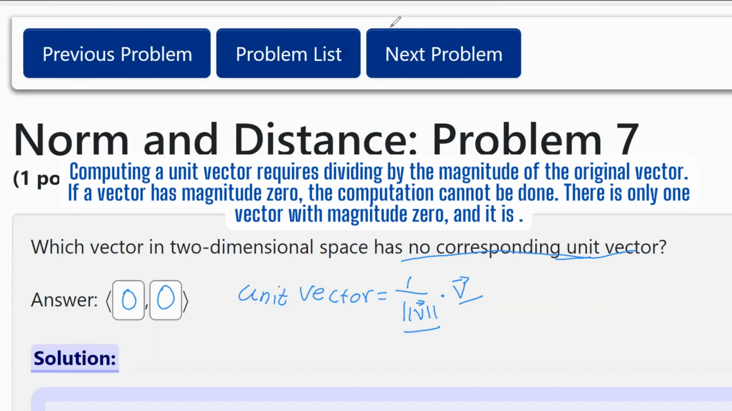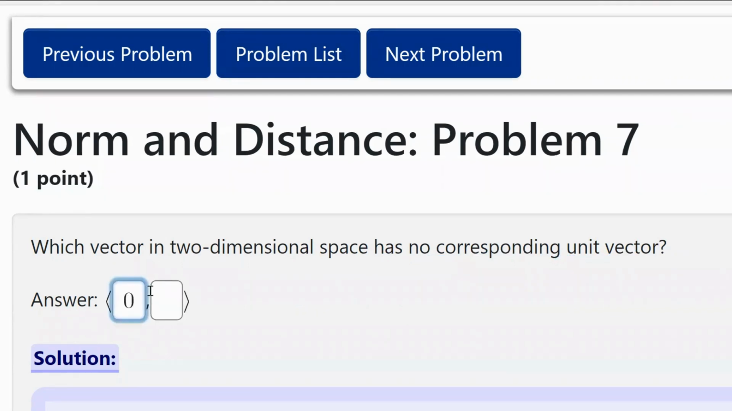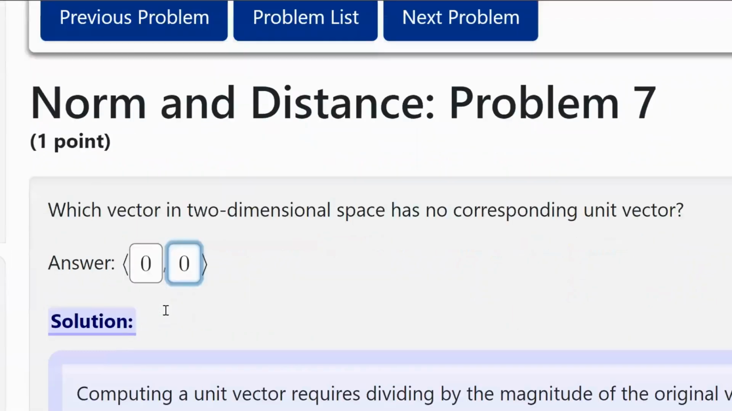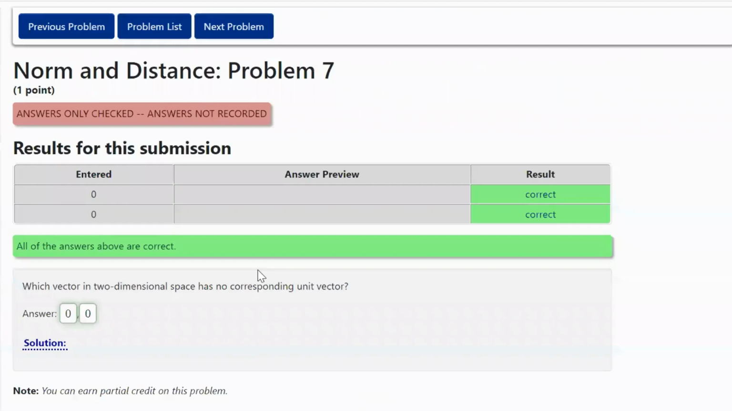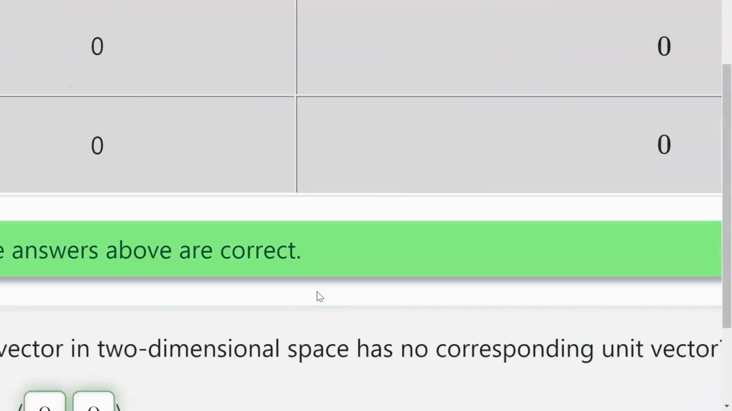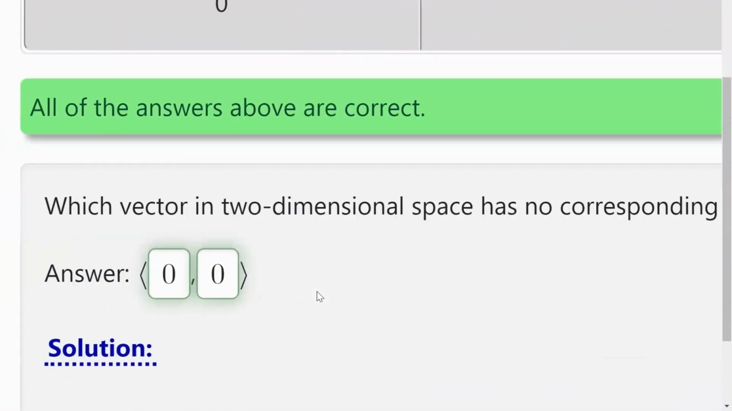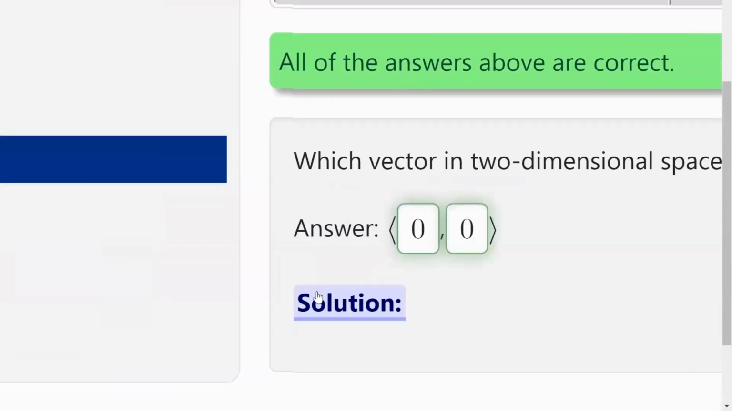If I plug in 0, 0 and clear my drawings, it's the correct answer. If I check my answer, you can see my answer for the above question is correct. So let's move to the next one.